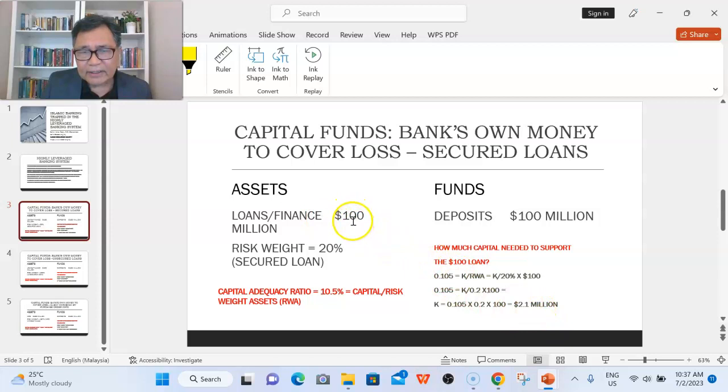In case if there is a default of, let's say, 1 million, then the bank have enough money to absorb the 1 million because the allocated capital is 2.1 million. Right? So this will be a feasible or viable loan to be given out.